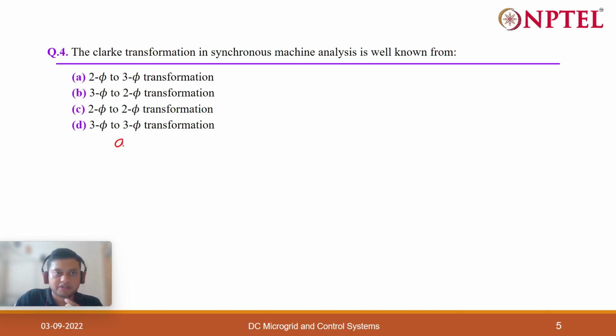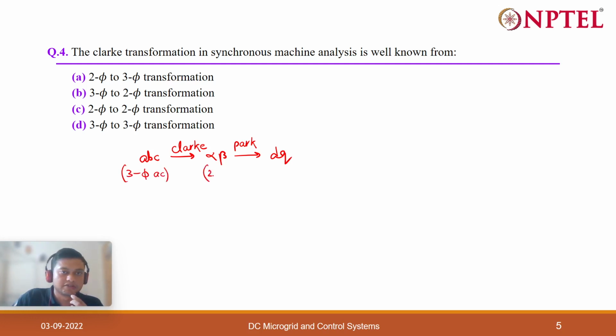So if we see the natural ABC frame, ABC domain to alpha beta domain, then to DQ. This part is called Clarke transformation and this part is Park transformation. So we can say this is 3-phase AC, this is 2-phase AC, and this is DC.